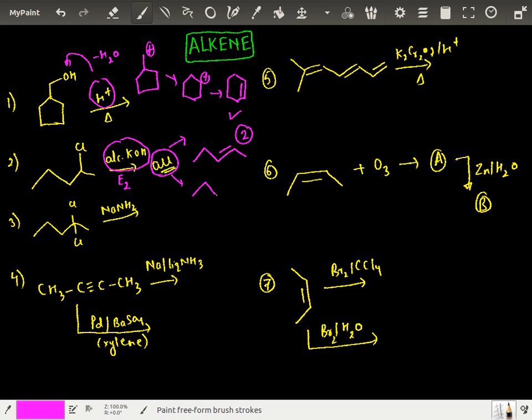When they say Hofmann, Hofmann will have the elimination from the less crowded carbon, and we have only one possibility. So the total possibility is 3. The cis and trans of this, and 1 over here.